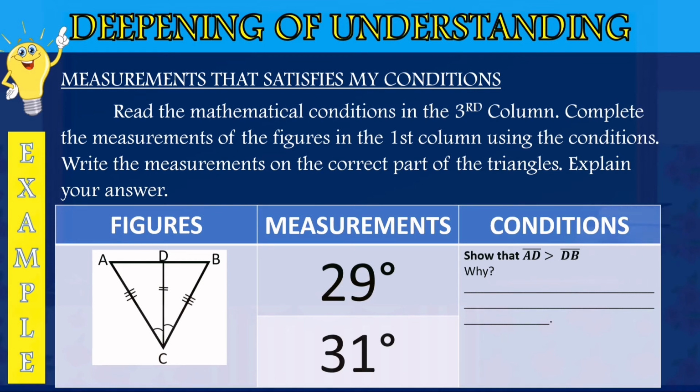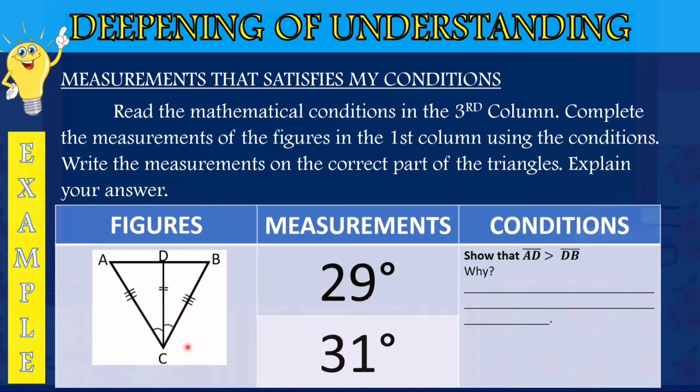Let's have this activity entitled Measurements that Satisfy My Conditions. Read the mathematical conditions in the third column. Complete the measurements of the figures in the first column using the conditions. Write the measurements on the correct part of the triangles. Then explain your answer. So let's have this example.